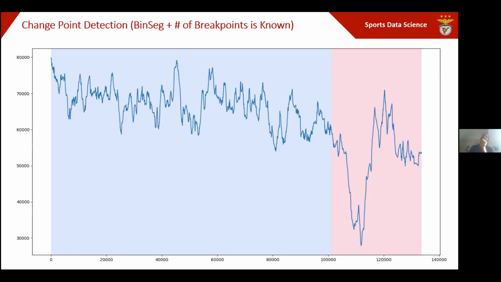Here we see binary segmentation allows us to define the number of breakpoints. We can use this if we know the number of breakpoints. Here we just want to use one, because we want to identify the moment in this player's time series where it could be a good time for this person to be substituted, as the power output or the energy output of this player has started to reduce compared to what's to the left.